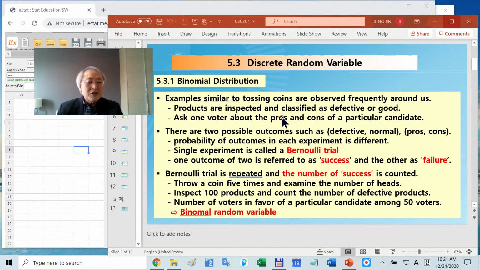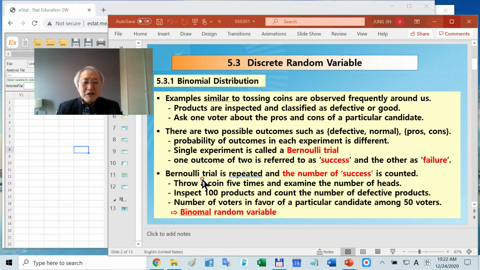Well, the characteristic of this experiment is that there are two possible outcomes, such as defective or normal, pros and cons. But the probability of each outcome may be different: probability of defective, normal, probability of pros and cons. We call a single coin-tossing-like experiment a Bernoulli trial. One outcome of the two, we call a success. The other one is failure. This kind of Bernoulli trial can be studied in depth here.